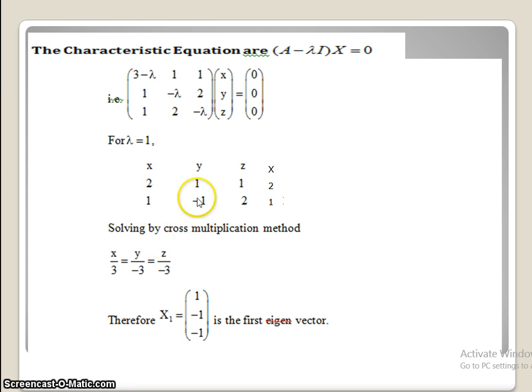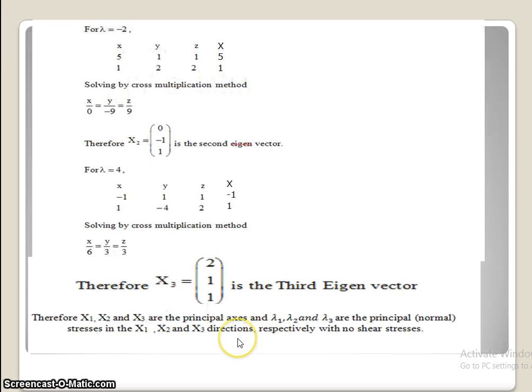Everything must be in determinant form. Okay, so this one is positive, and for the next we take the negative values. Therefore x, y, z is 3, minus 3, 3. Therefore x1 equals, dividing by 3, 1, minus 1, minus 1. This is the first eigenvector. Next, for the second eigenvector, put lambda equal to minus 2 in the given equations.